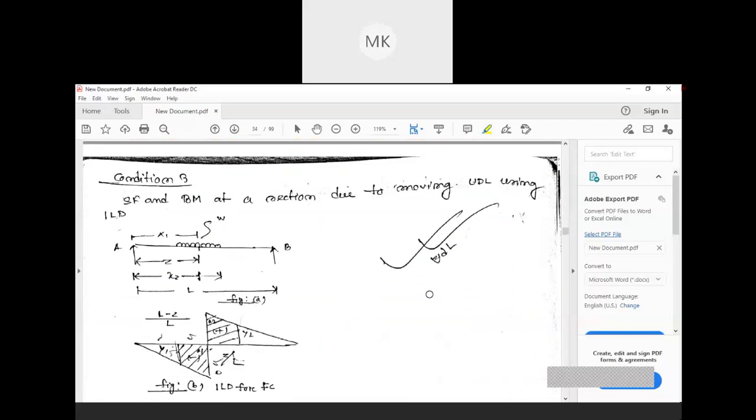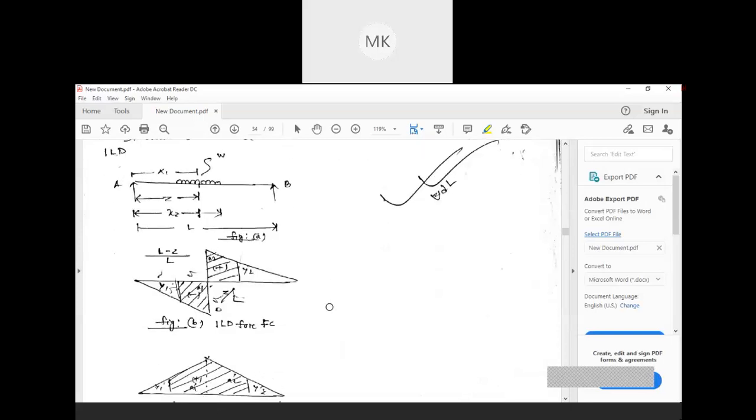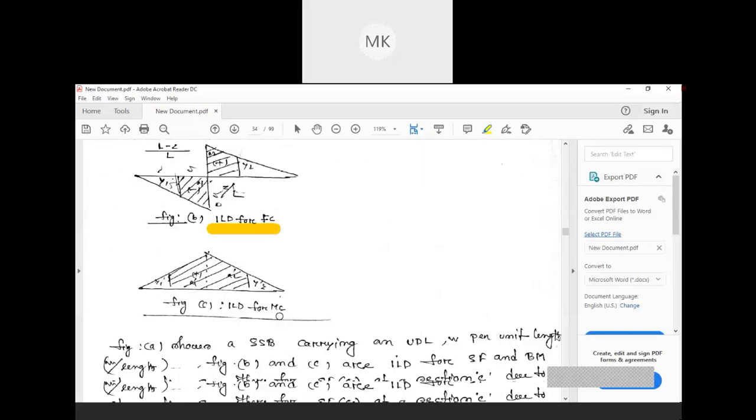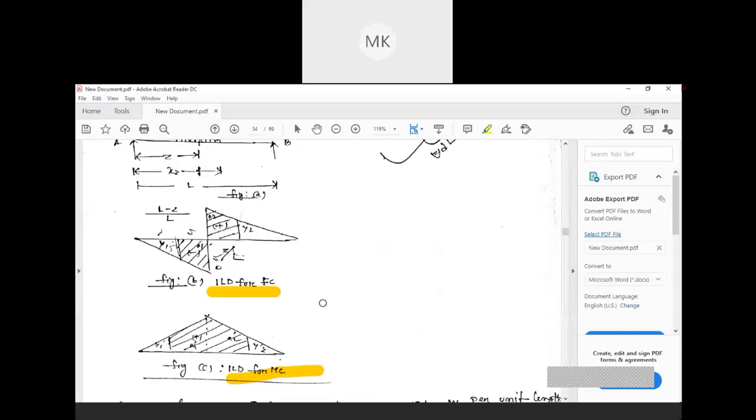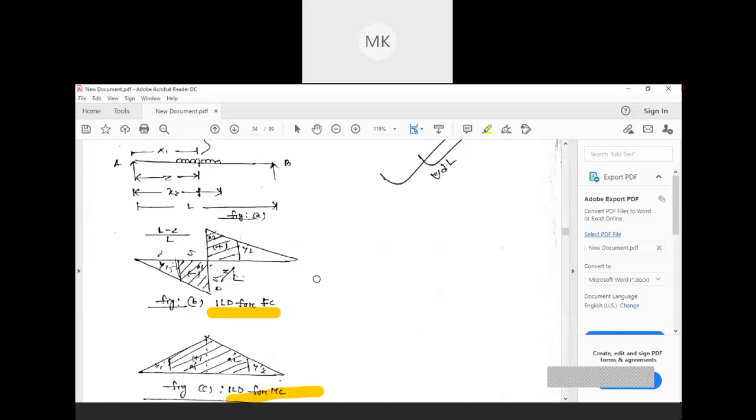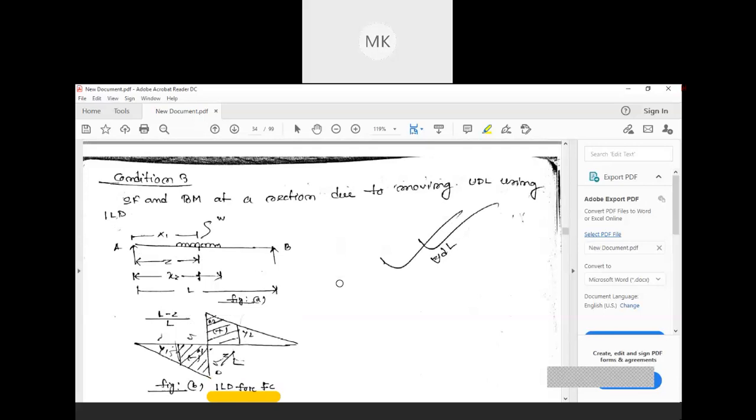Okay, let's move on. In the next, this is condition 3. We have already discussed two conditions. The first condition is for a single point load. The second condition is when there is more than one point load. And now this is the condition when we have a UDL. Remember, all the figures will be the same. ILD for SF at C and ILD for MC will be the same. We will get this type of figure only. There is just a little bit of difference in the case of UDL.